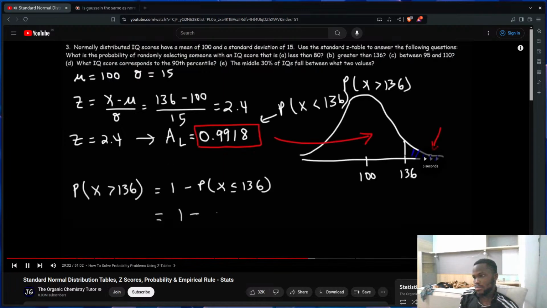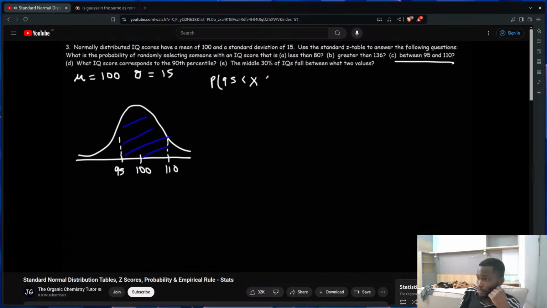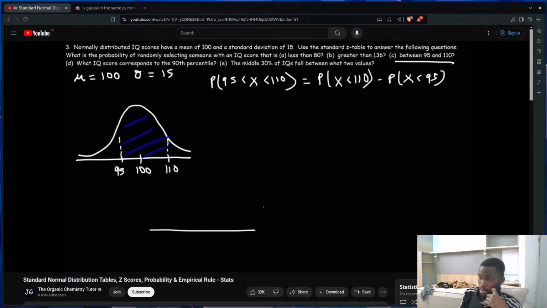In order to calculate the probability that x is between 95 and 110, we need to take the difference of the probability that x is less than 110 and the probability that x is less than 95. The probability that x is less than 110 looks like this.